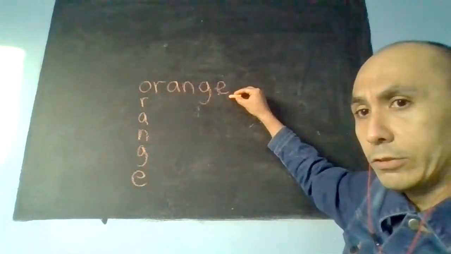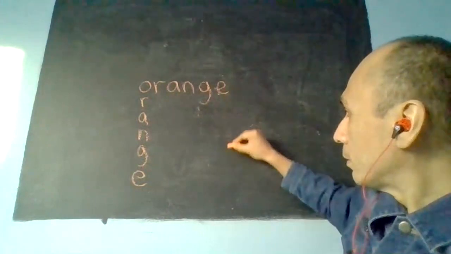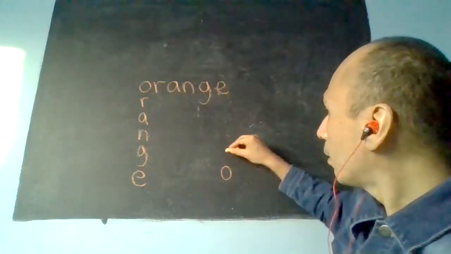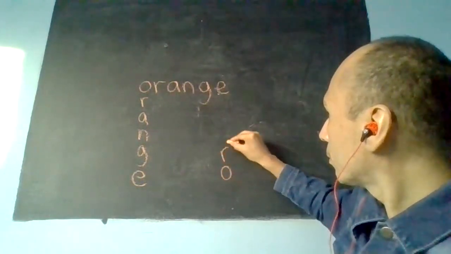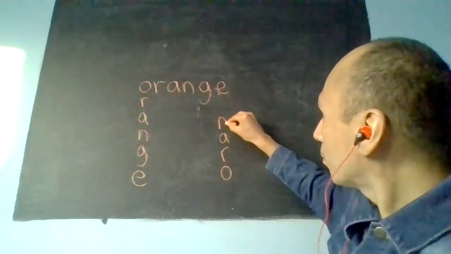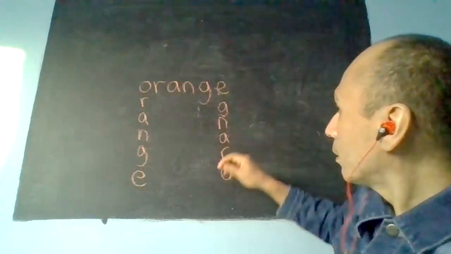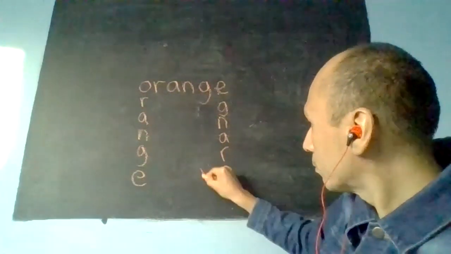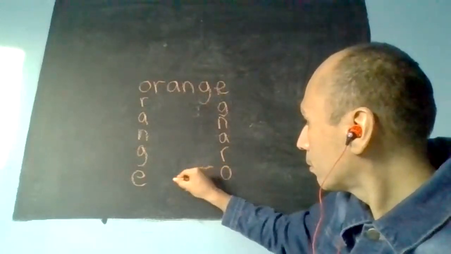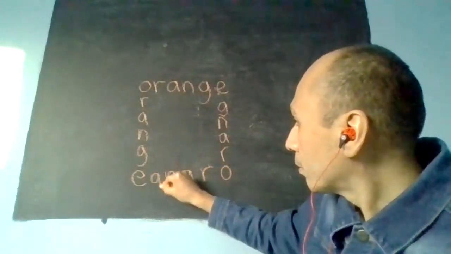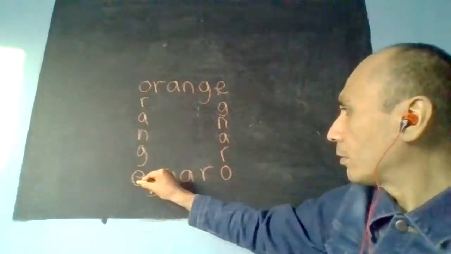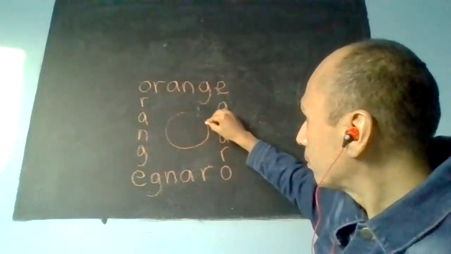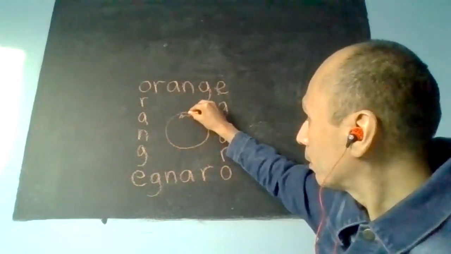Then when you finish, following the same lining, you're going to write the word now upwards. Orange. And to finish, you're going to write the word backwards. Orange. And at the end, you're going to make the illustration inside the square, like this.